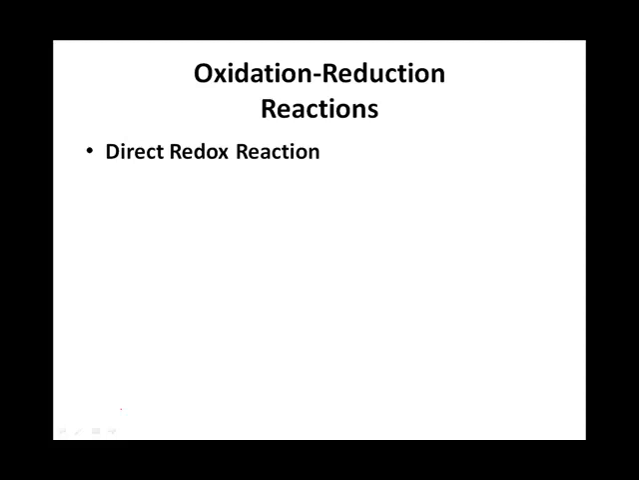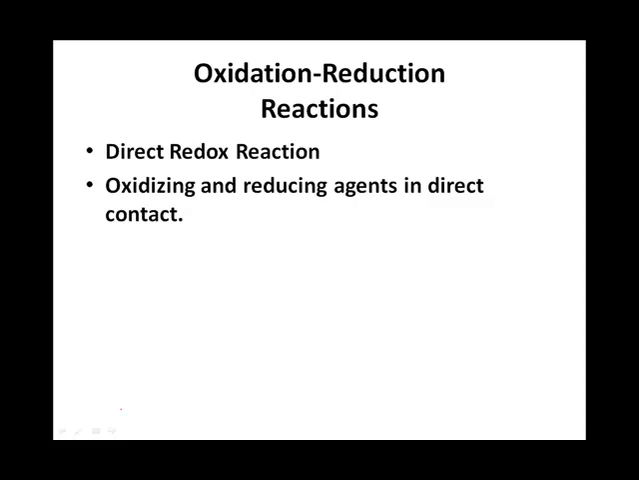In oxidation-reduction reactions, there's a direct redox reaction where you have an oxidizing and reducing agent in direct contact. For example, copper mixed with a solution of silver ions will produce copper ions and silver as a solid.